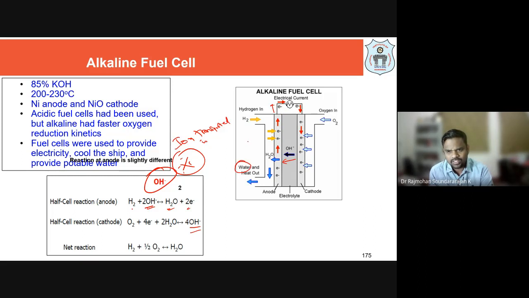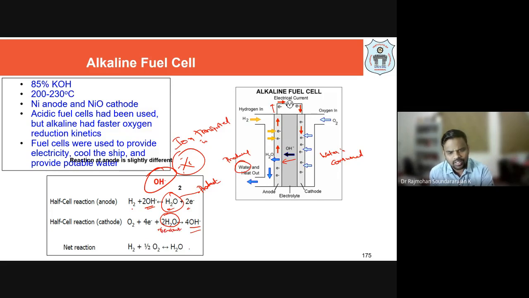So in the alkaline fuel cell, water is consumed at the cathode side. Whatever water is generated is itself consumed, so we need not even supply fresh water. Water is being produced at the anode side, so at the anode water is the product, whereas at the cathode it is a reactant.